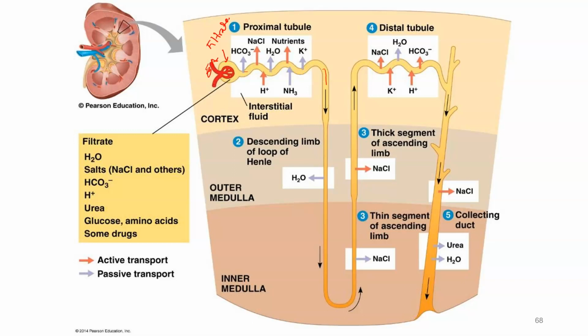Okay, so after the Bowman capsule, you have the proximal tubule, where reabsorption of nutrients occurs. Okay, you have the reabsorption of water and nutrients such as amino acids and glucose. Okay, that will be reabsorbed back into the blood vessels. So the blood vessels surrounding the proximal tubule and also the distal tubule, in the cortex region of the kidney, we call peritubular capillaries.